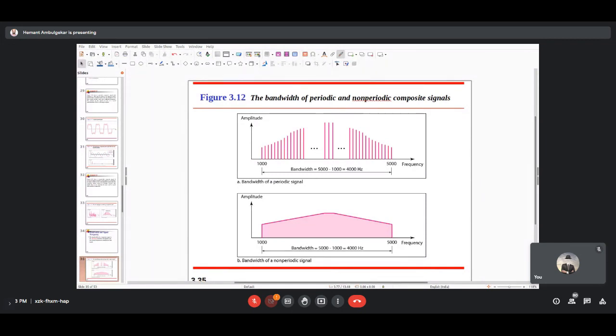The bandwidth of the periodic signal contains all integer frequencies between 1000 and 5000: 1000, 1001, 1002, and so on. The bandwidth of the non-periodic signal has the same range, but the frequencies are continuous. Getting?